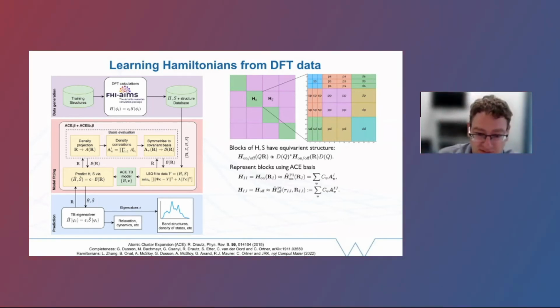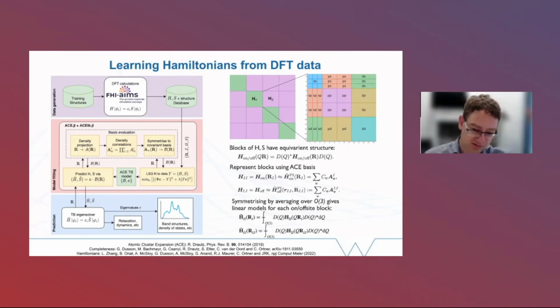So the way that we do this is we represent these blocks using something called the atomic cluster expansion that was proposed by Ralph Droutz 2 or 3 years ago. And we can do that in a similar way for the on-site and the off-site parts of the matrix. The on-site part is simple. It's just like an interatomic potential. We have a spherical environment around the atoms, and we can represent that with the basis. The off-site part is a little bit more tricky, and we need to do that using a cylindrical environment around atoms. So we use a cylindrical environment that describes a bond, essentially.